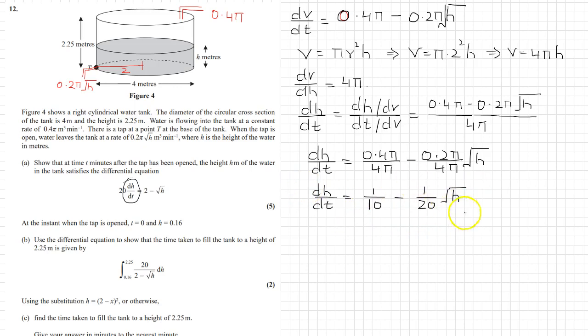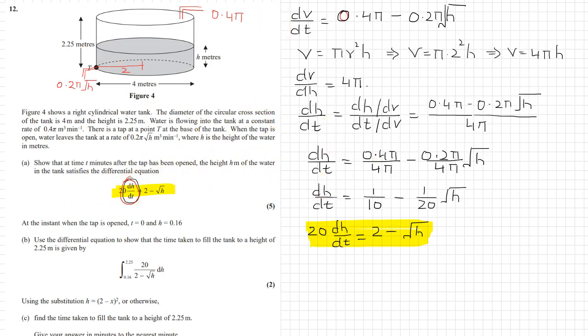So multiply all by 20, so 20 dh over dt is equal to 2 minus root h, and that is what we are supposed to prove here. For such questions, try to understand what is being asked, and according to me the solution is just here.